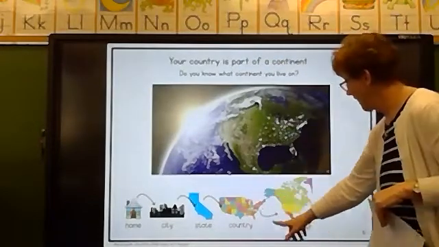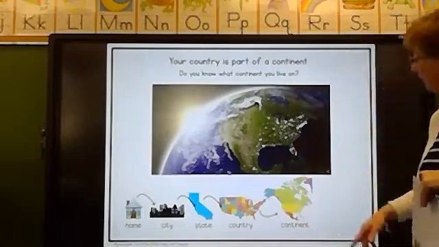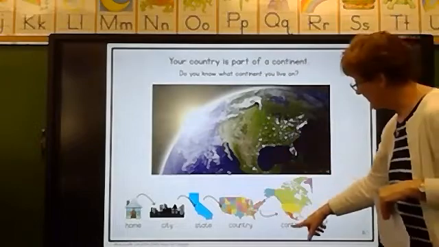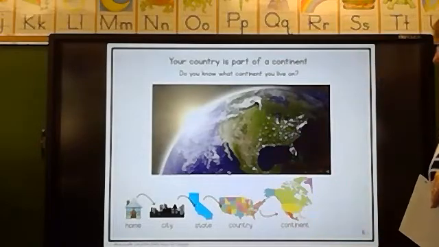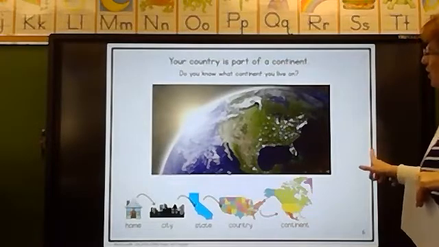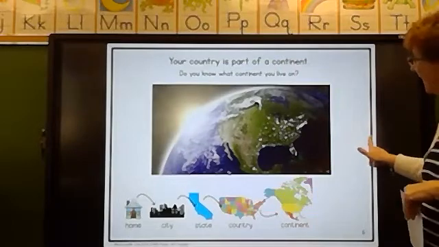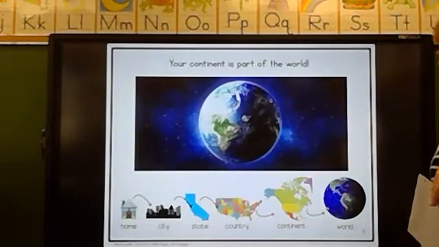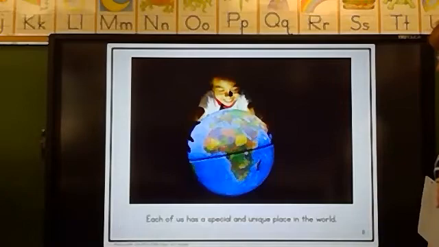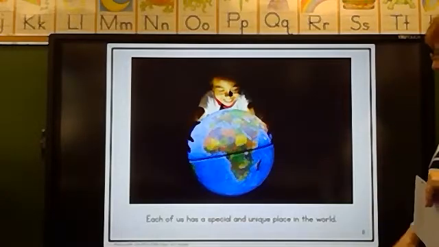And our country is part of one of those large masses of land called a continent. And the continent that we live in is called, going once, going twice, who's got it? If you said North America, you are right. Pat yourself on the back. Your continent is part of the world. Each of us has a special and unique place in the world.